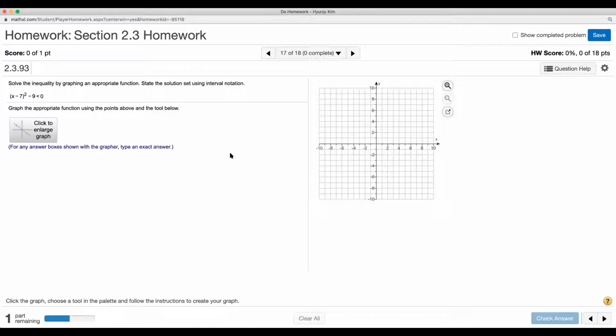Let's try to solve the problem. (x - 7)^2 - 9 is less than or equal to 0. We can plot the graph of this function, considering the left-hand side as a function f of x. We can plot the graph of f of x starting from the graph of the square function, because we get (x - 7)^2 by shifting the graph of x^2, a parabola, to the right 7 units.